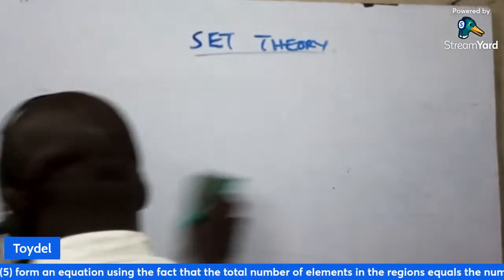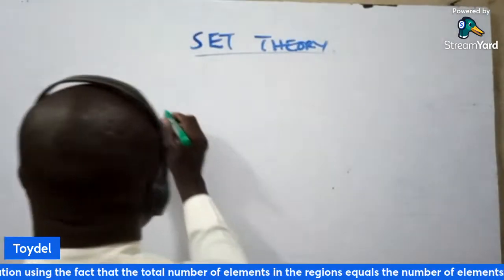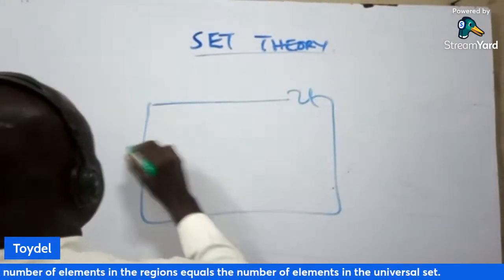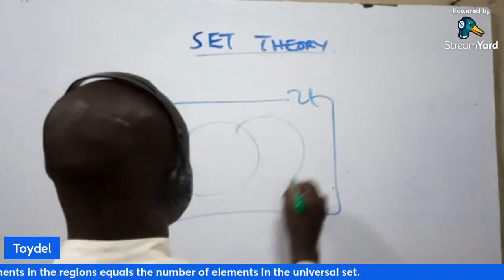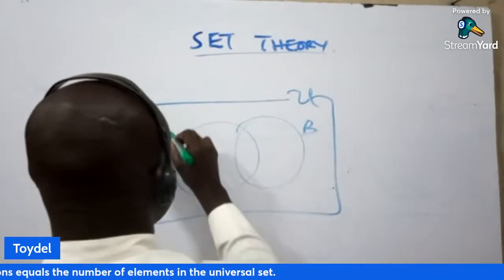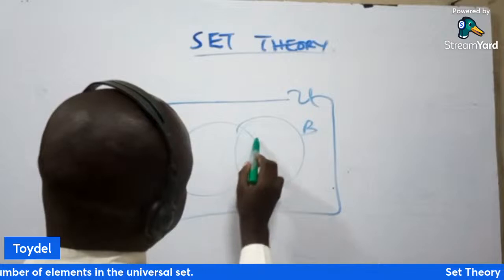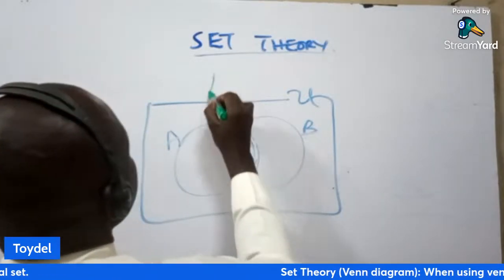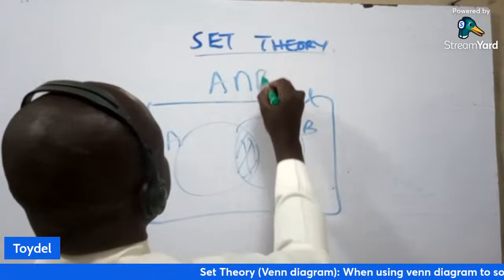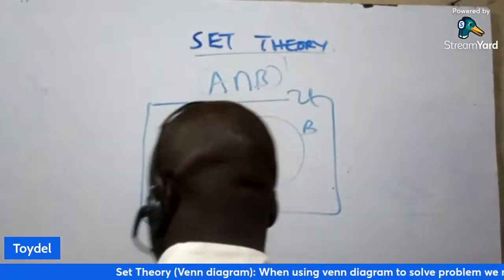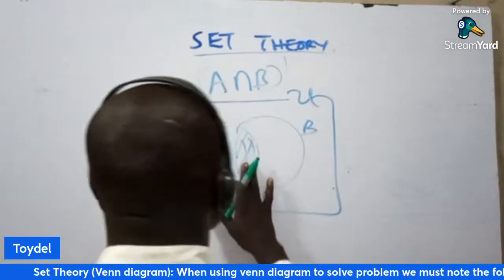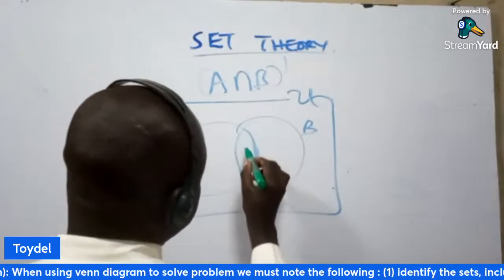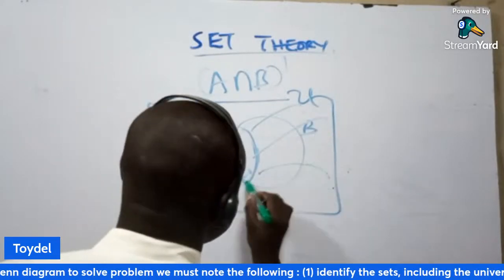When we have A intersection B, we only consider the overlap where both of them overlap. This is A and this is B. A intersection B is this point. But if you have to represent the complement of A intersection B in the Venn diagram, then this is what you have. Just consider A intersection B, then shade everything outside A intersection B.